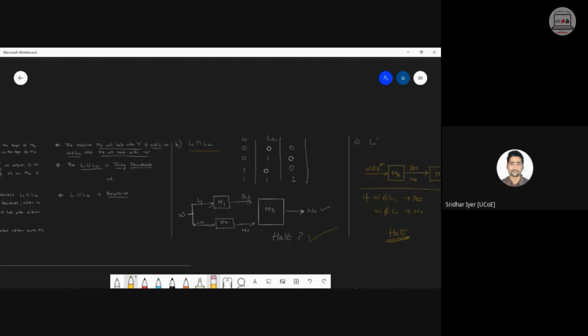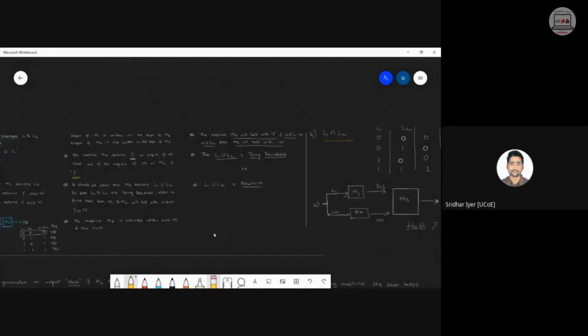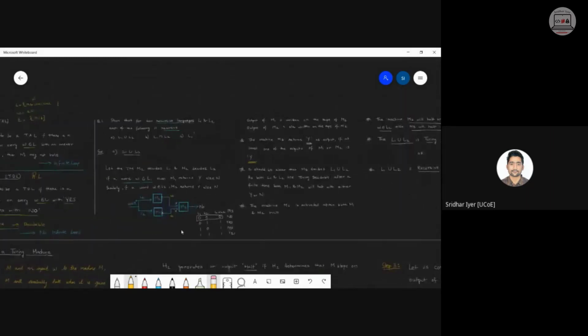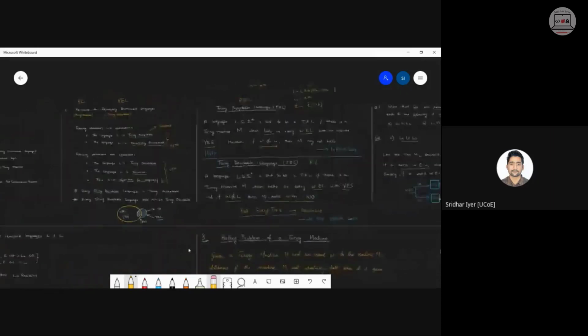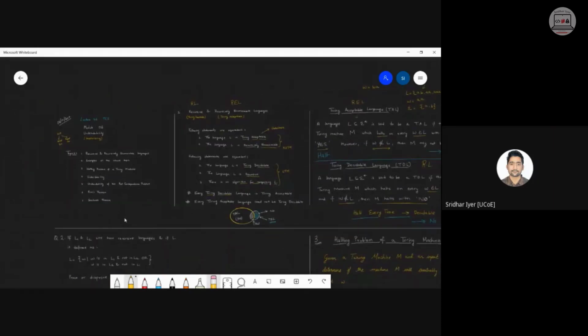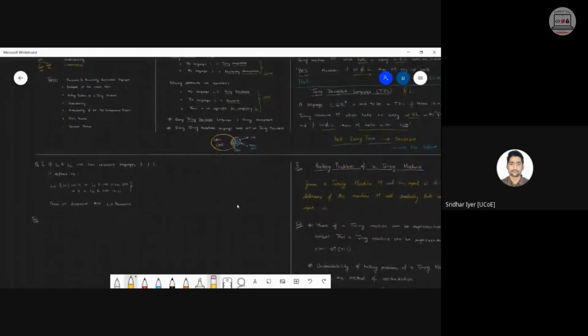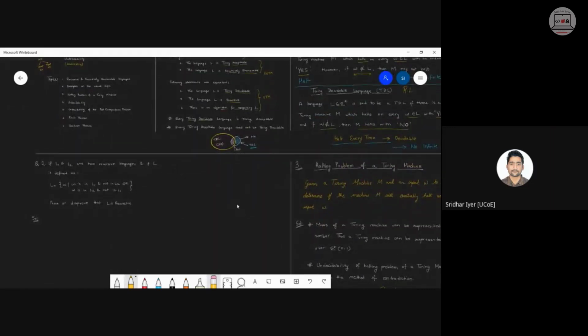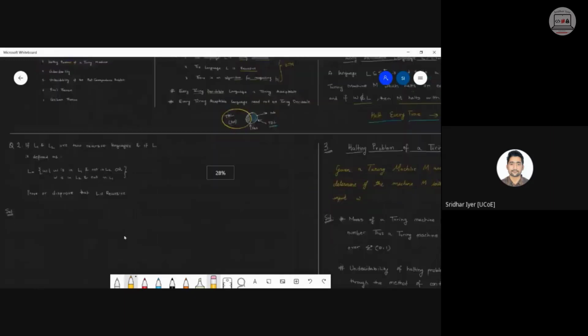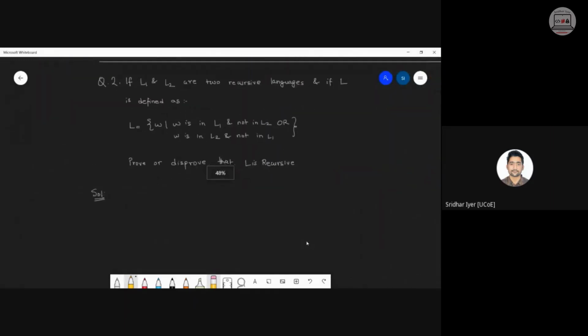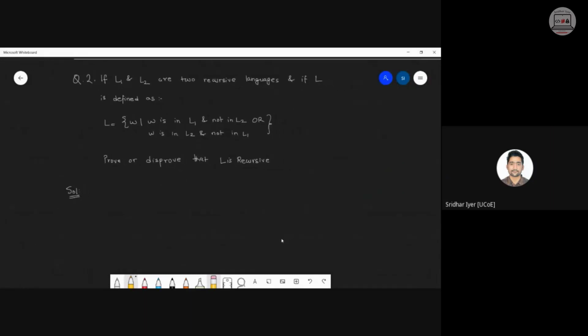We have completed half the portion for today's lecture. One more topic is left, that is the halting problem. If you are comfortable with this, kindly let me know. Then we will do one more problem and start with the halting problem. Okay, fine. So let's start with one more problem and then we will see what exactly the halting problem of Turing machines is.